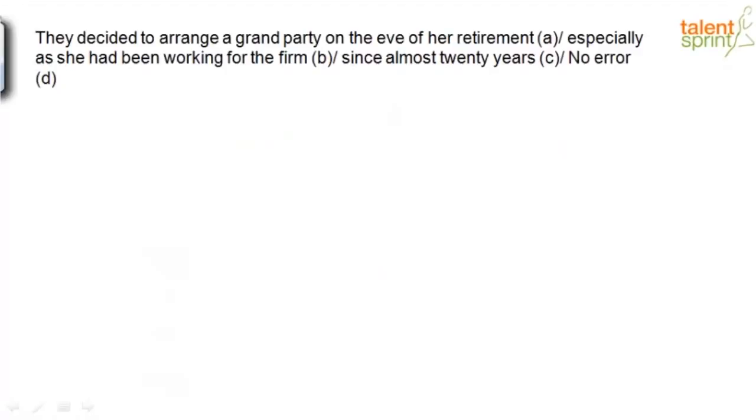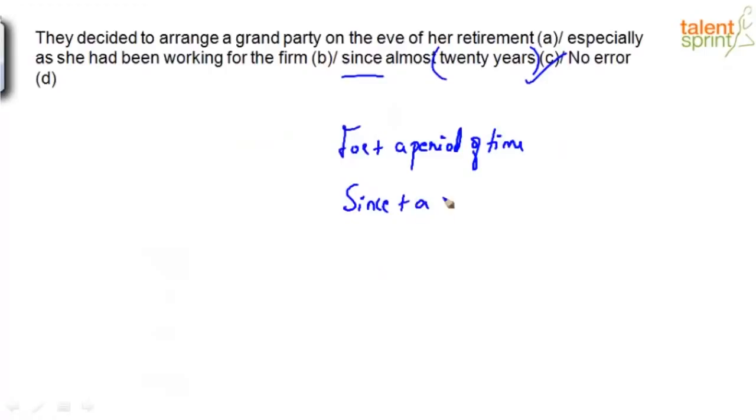How are we doing? They decided to arrange a grand party on the eve of her retirement, part A, especially as she had been working for the firm, part B, since almost 20 years, part C. People tend to overlook this, but it's a simple error, right? We're talking about a period of time. So the rule is you always use for plus a period of time, and you always use since plus a specific point in time, right? That's the rule. Yes, so since is incorrect. The error is in part C. You replace since with for.